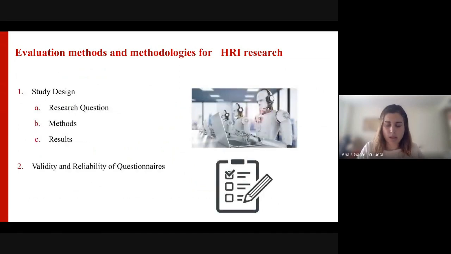Now that we know what we have to evaluate, let's see how we evaluate this system. Basically there are two parts. The first one is the study design, what I want to analyze. Here we have to define the research questions, see the methods, and the evaluation of the results. The second part is, now that I know what I want to evaluate, what I want to answer, and which are my hypotheses, we usually use some questionnaires.